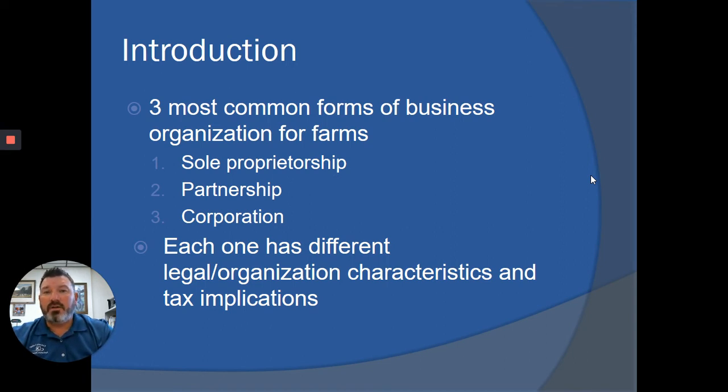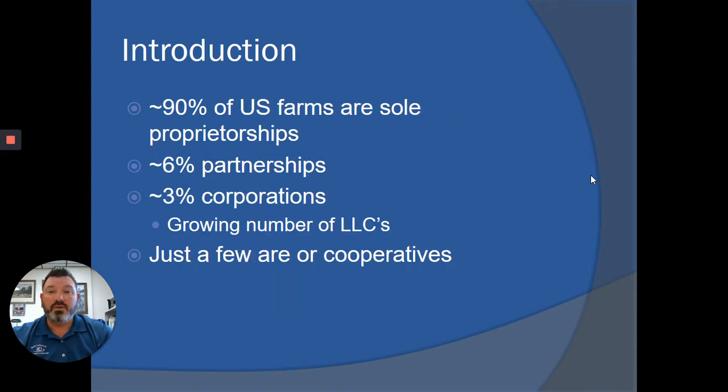When we look at farm business organizations, they're typically in one of 3 ways. Number one, a sole proprietorship, meaning a single person owns and operates that farm business, or a partnership, where you have more than one person involved in operating that business, or a corporation. And there are a few different models of that as well that we'll get to later. Each one has different legal and organizational characteristics as well as tax implications, and we will talk about those as we go through here.